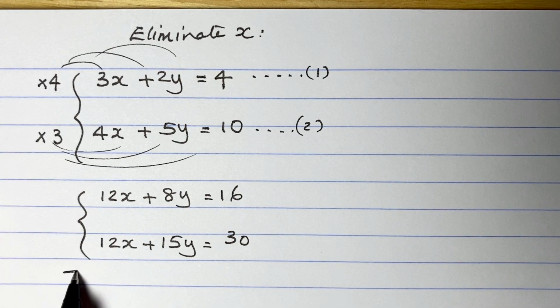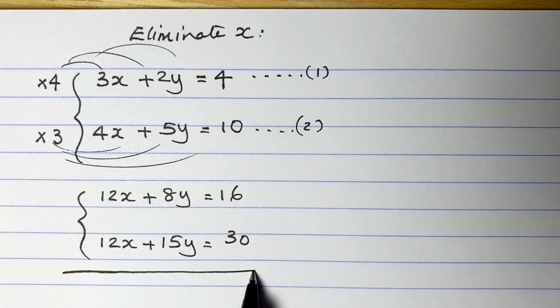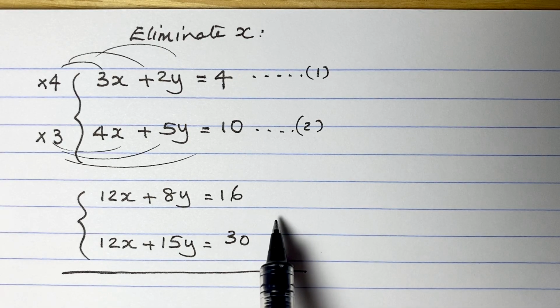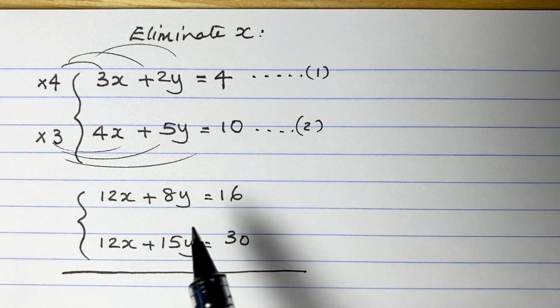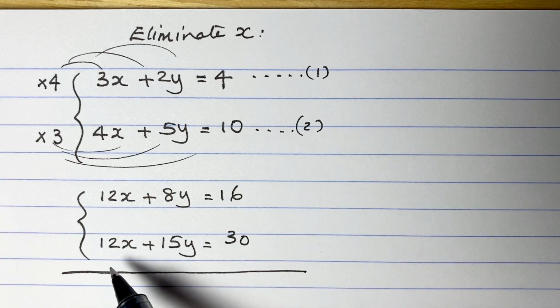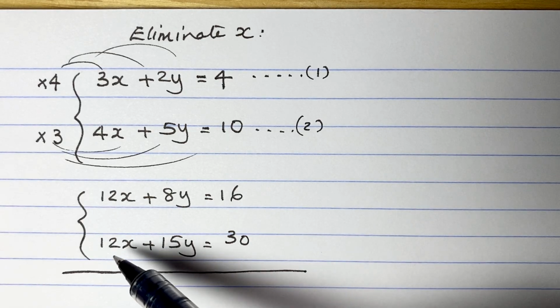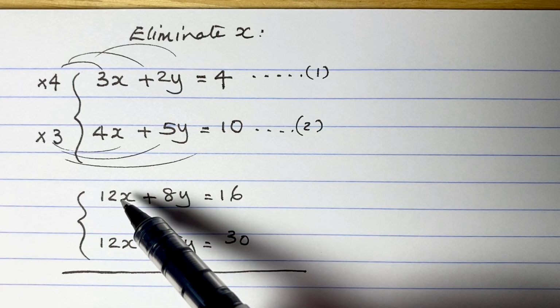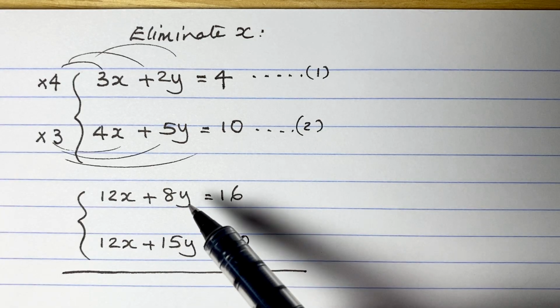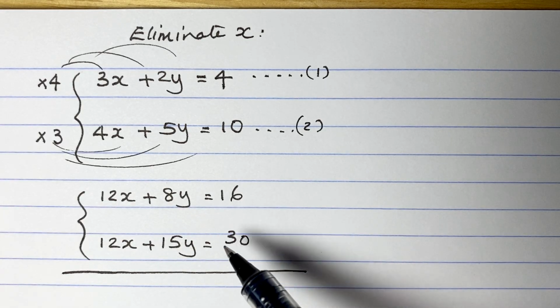Now, some teachers will tell you to take away. They say, okay, since by adding you can get rid of it, take away either the bottom from top or top from bottom. For example, you have to do this mentally. 12x, take away 12x. 15y, take away 8y. 30, take away 16.